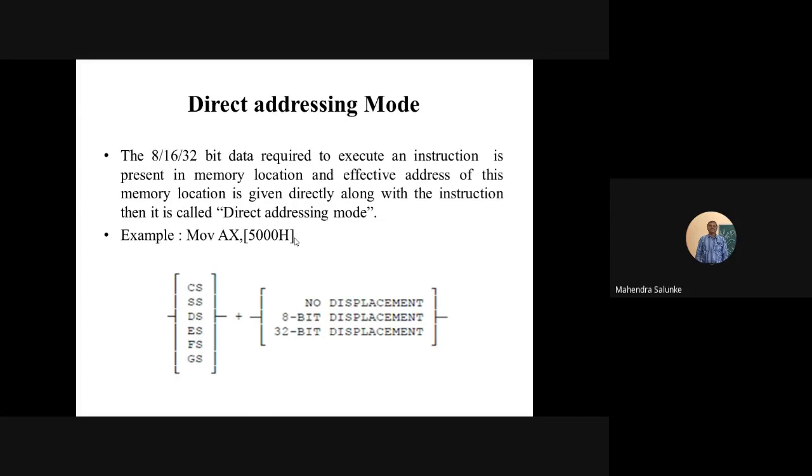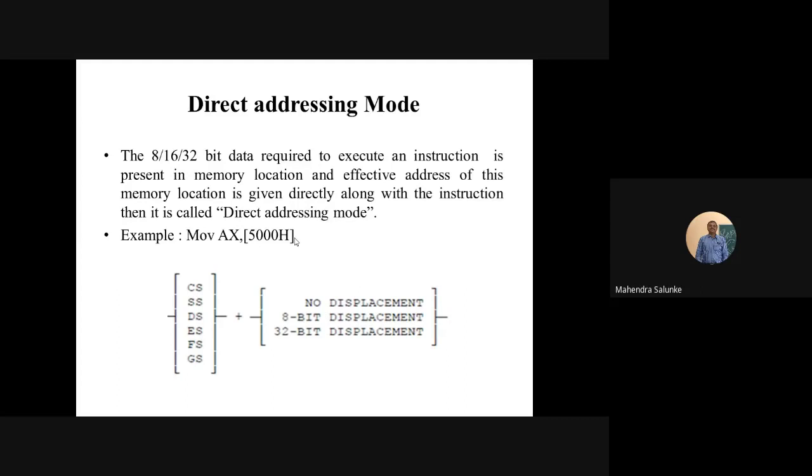So the square bracket here in the assembly code indicates it is a pointer. It is not a value. It indicates a pointer. So make note of it: in assembly code, square brackets, whenever we use them along with a number, are basically used as a pointer. That is the special thing that I am highlighting.